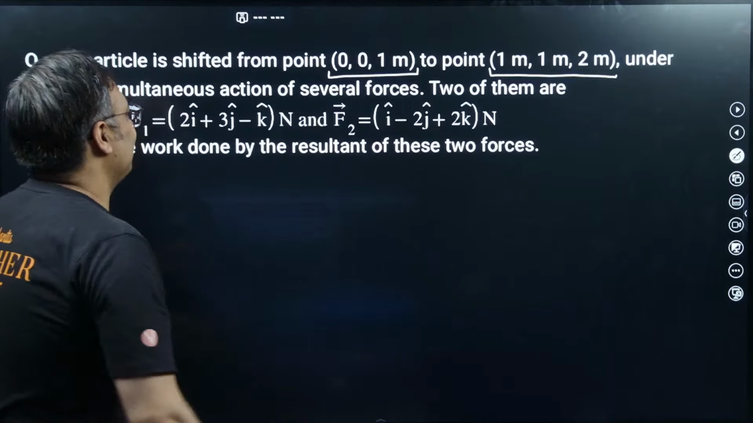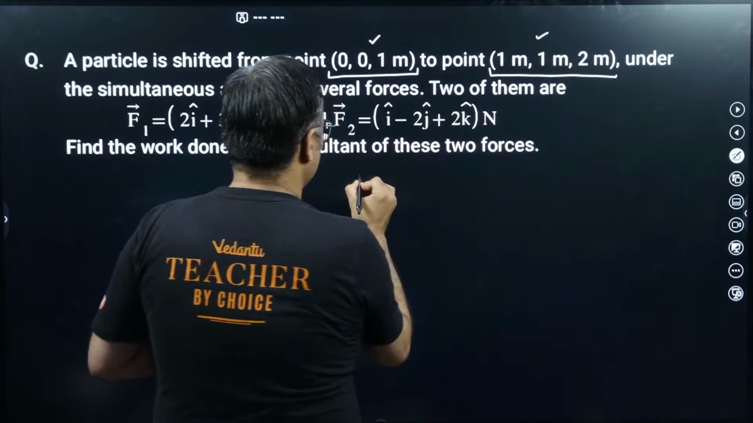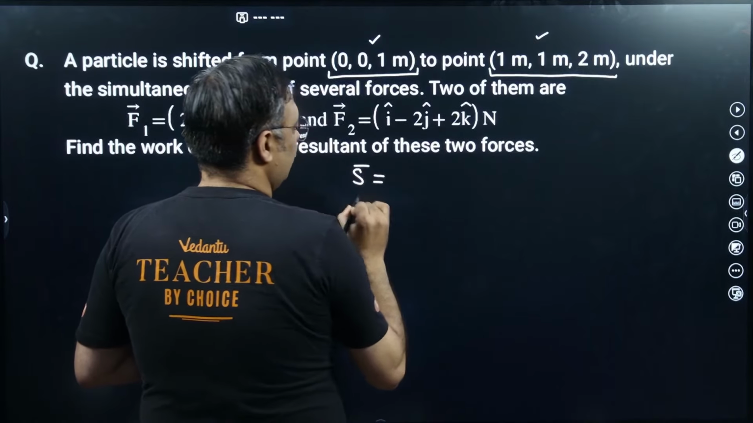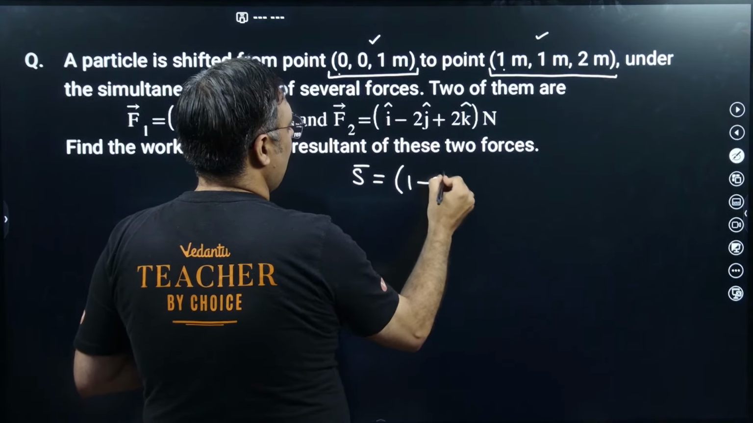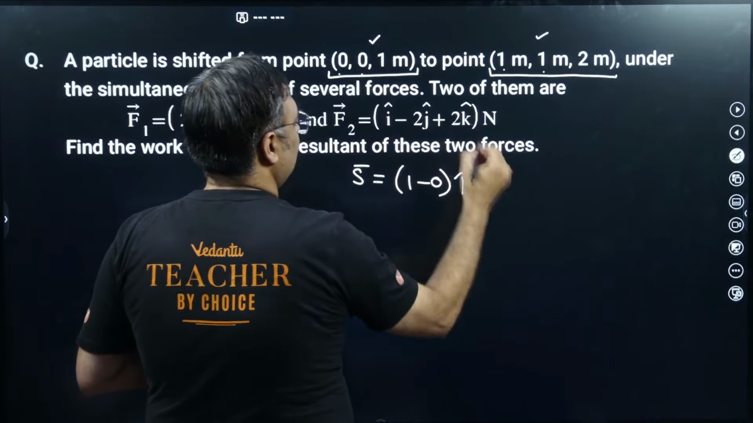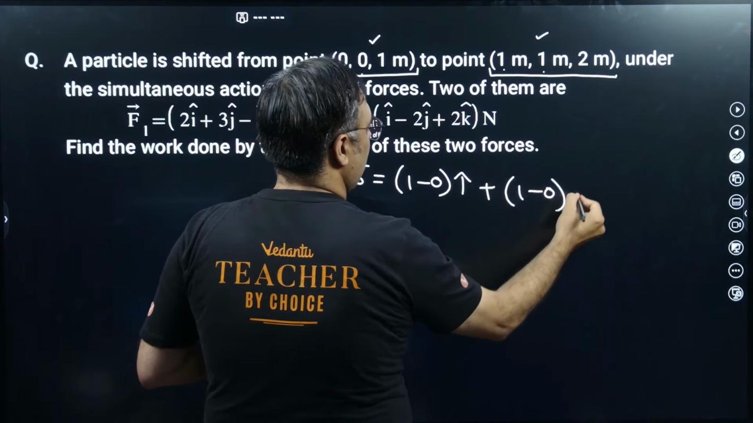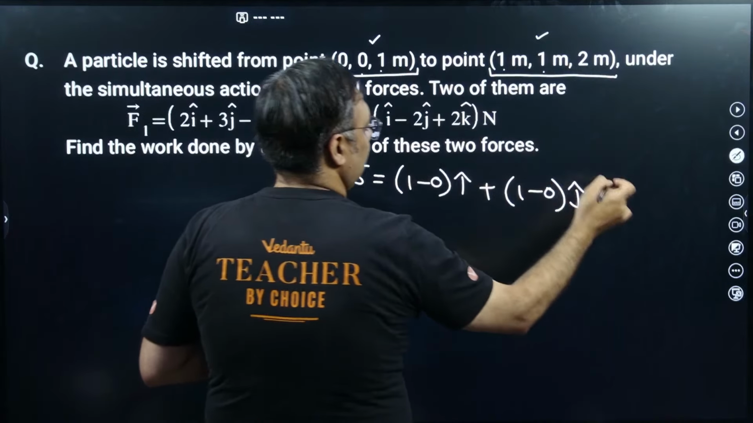See, first important point is this is the starting point, this is the final point. So to get the displacement, you have to use 1 minus 0 i cap plus 1 minus 0 j cap plus 2 minus 1 k cap.